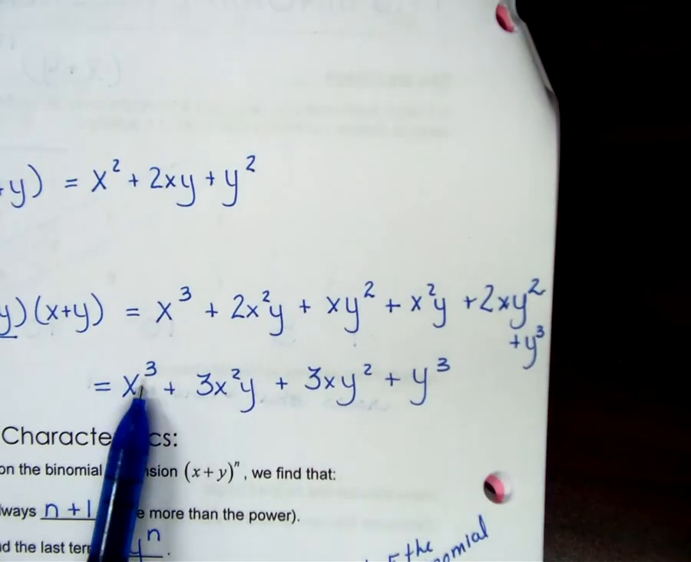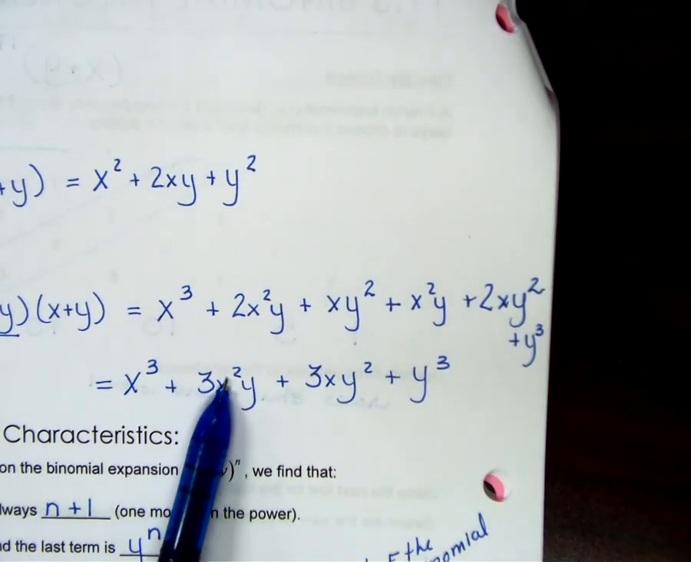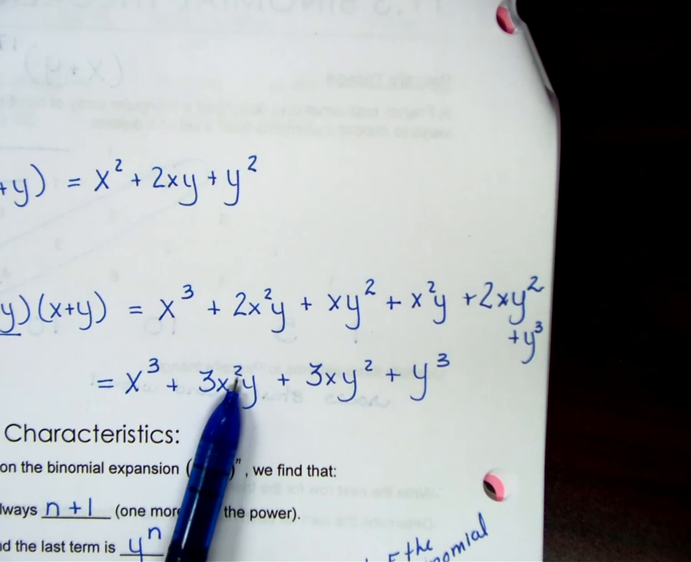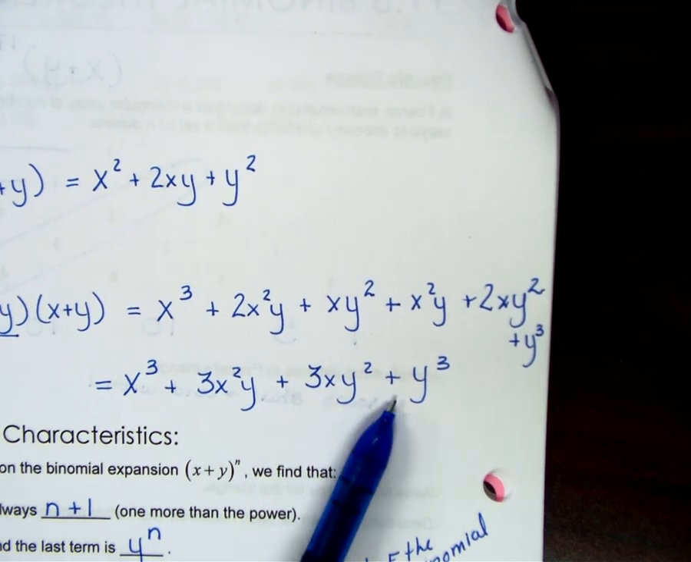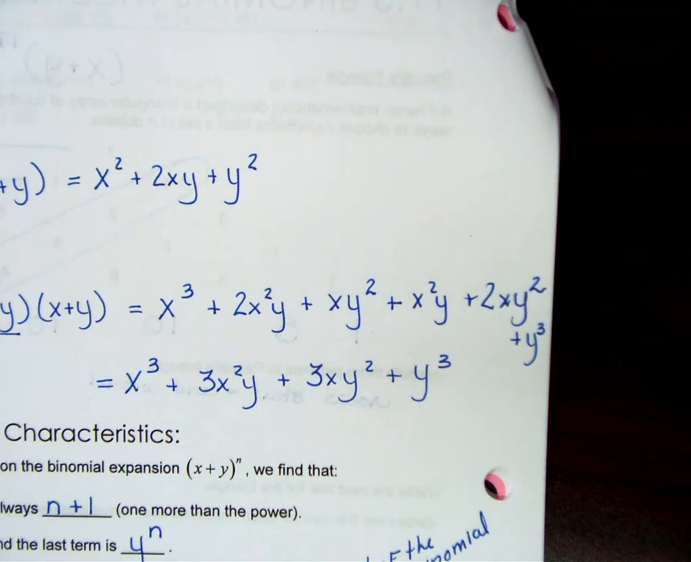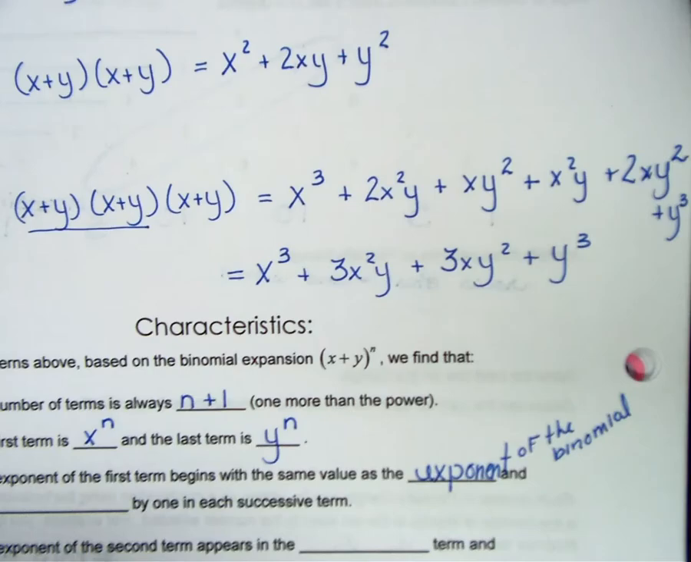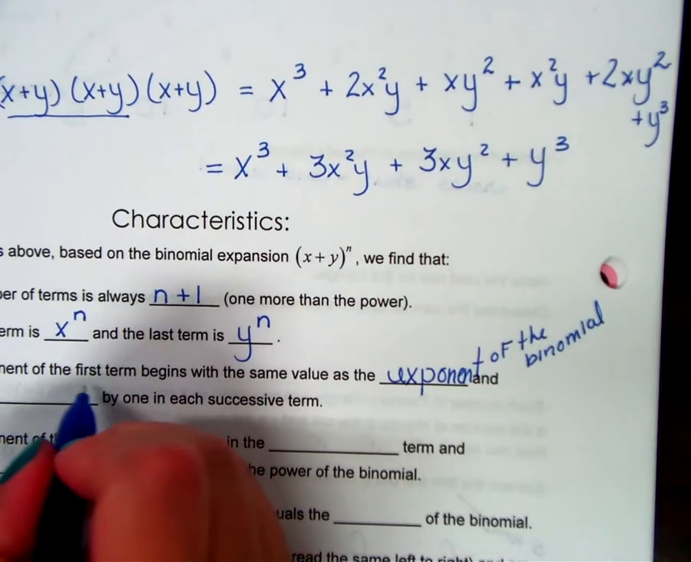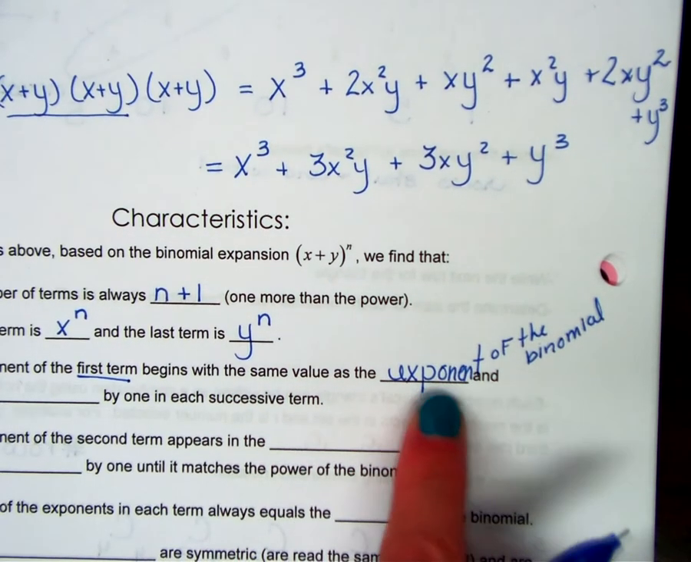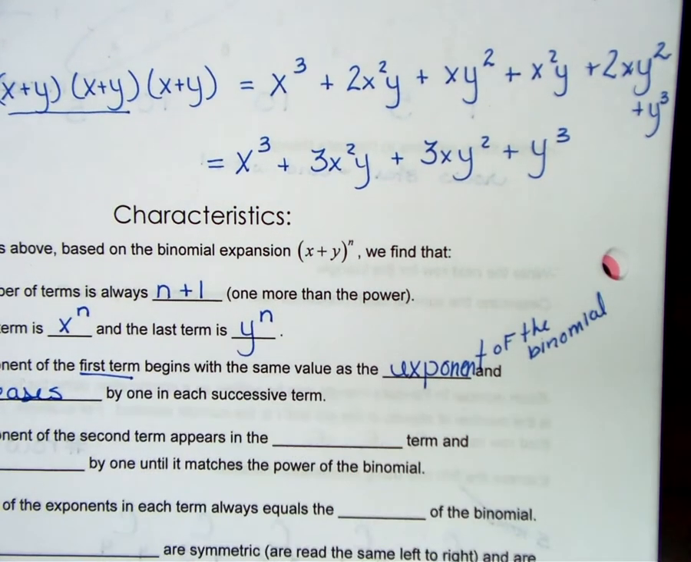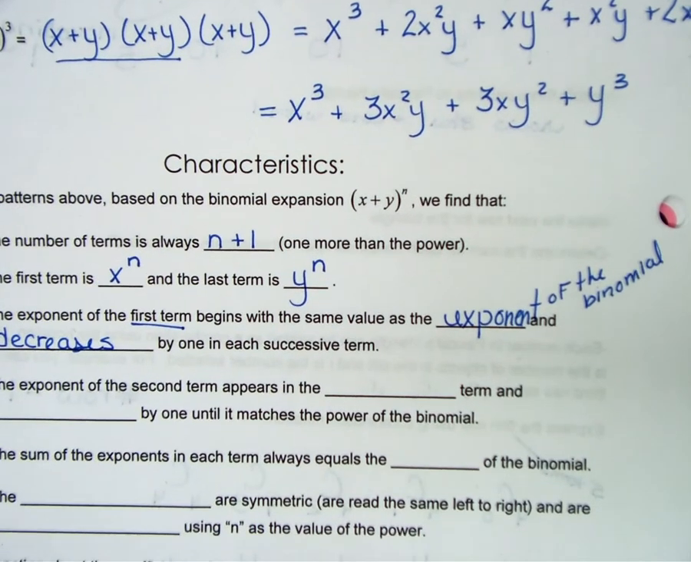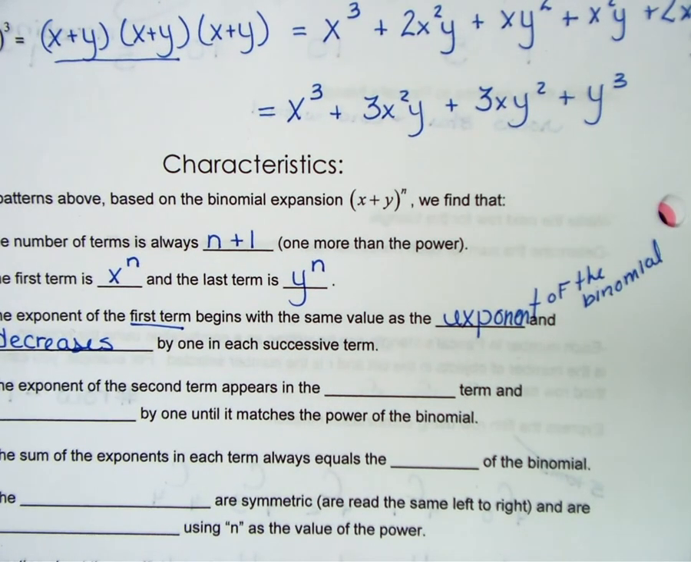So it's x cubed, and then where do I go next? Squared, and then where do I go next? Squared. And then 1, and then none. So what's happening? It is decreasing. So the first term starts with the exponent of the binomial, and it decreases by 1 in each successive term. So that just means every next term.